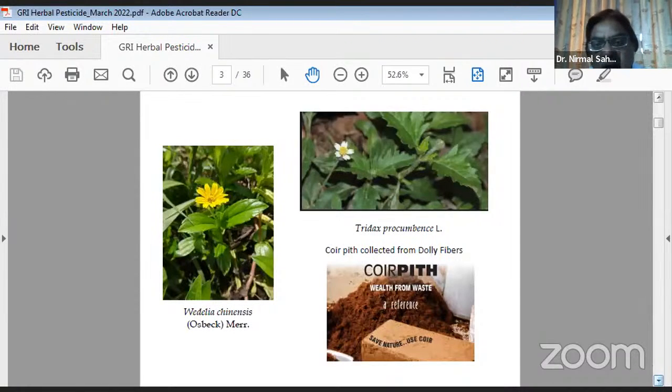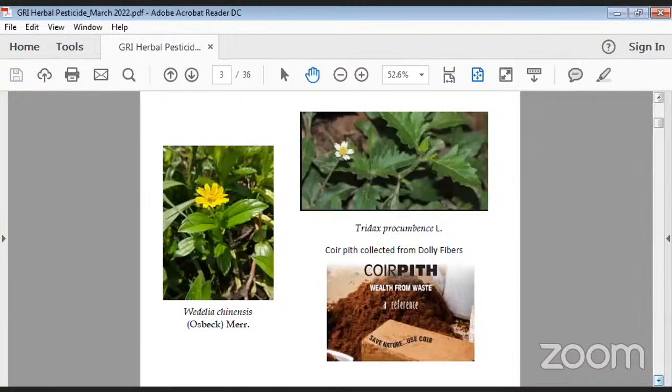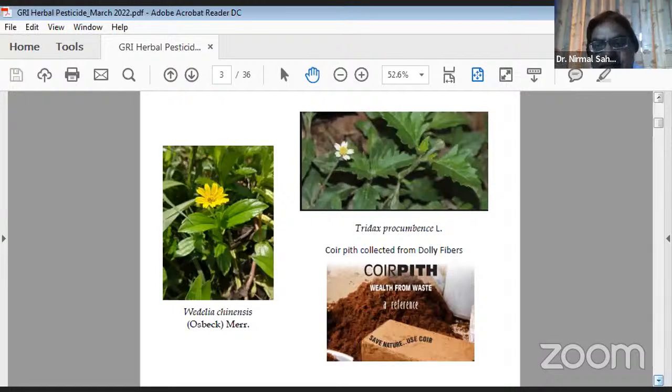The purpose of showing this slide is that formulations for pest control are not made only from active ingredients, as in the case of the chemical industry, for example pesticides, herbicides and fungicides made by industry. They are also developed from plants, which are less harmful for the environment.